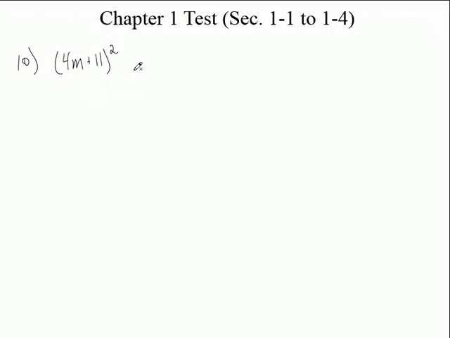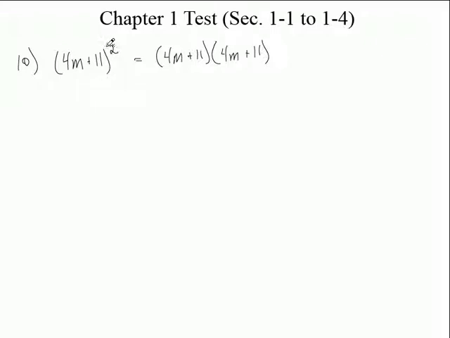All right, here's another one. This is actually very similar to what we did earlier with the FOIL method. It doesn't quite look like it, but remember, when you square something, you always multiply it by itself. So I'm going to take that 4m plus 11, because we're squaring that whole parentheses, and multiply it by itself.